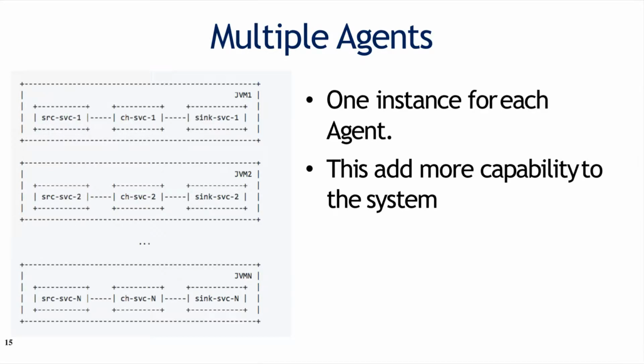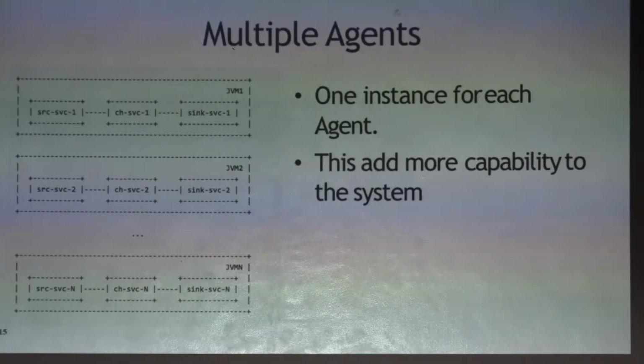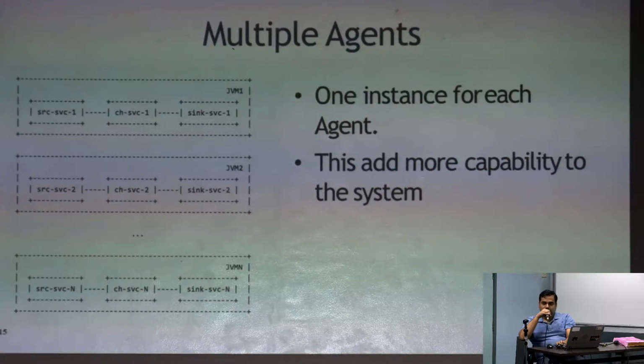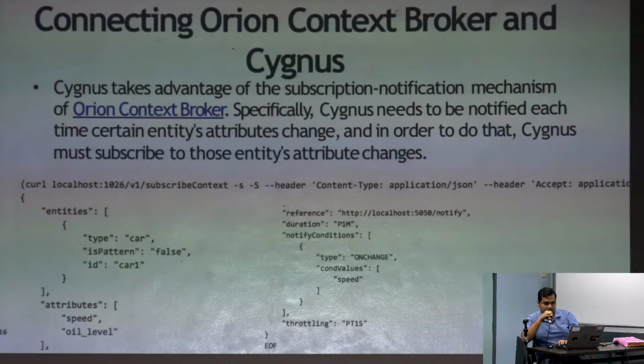Cygnus also provides you the possibility to create different instances for each agent. So you can also run multiple Cygnus if required, so that if you want more performance, if you're not able to get the same performance, then you can definitely create more Cygnus, but even one Cygnus can also act as multiple agents.